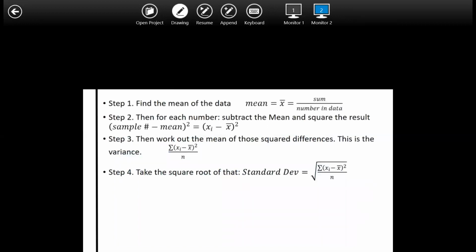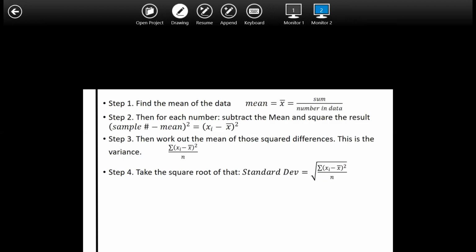To solve for the standard deviation and variance, we're going to find the mean of the data, meaning we add up all the numbers and divide by the number of parts in our data. Then, for each of the numbers, we take the sample number minus the mean, squared, not the absolute value like we did yesterday. We then work out the differences to solve for the variance. That's going to be the variance number. Then if we take the square root of the variance, it's going to give us the standard deviation.